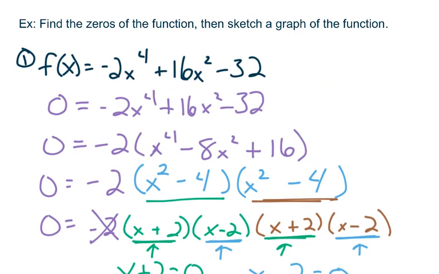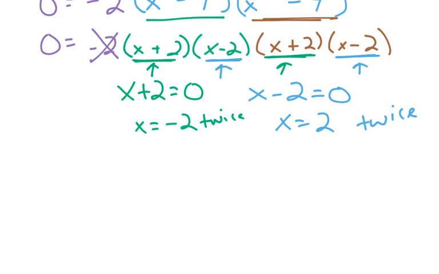Okay, so my original function, I had an even degree, which means my ends go the same direction, and my leading coefficient was negative. So what that means is that my function is going to have that general shape. Okay? Now, I know it touches the x-axis at negative 2 and positive 2. So what I can do, I can sketch my graph here. Here's negative 2, here's positive 2, and both of them occur twice, which means they're going to bounce.